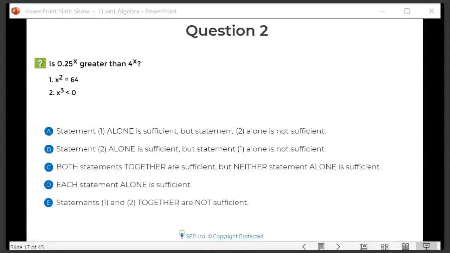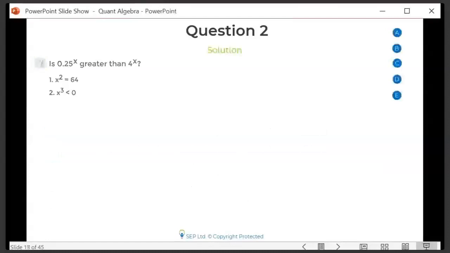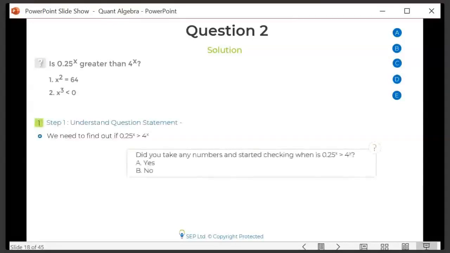So let's discuss this question very quickly. In this question, it's given that we need to find out whether 0.25 to the power x is greater than 4 to the power x or not. Okay. Now tell me, how many of you actually took some numbers and started checking when is 0.25 to the power x greater than 4 to the power x?